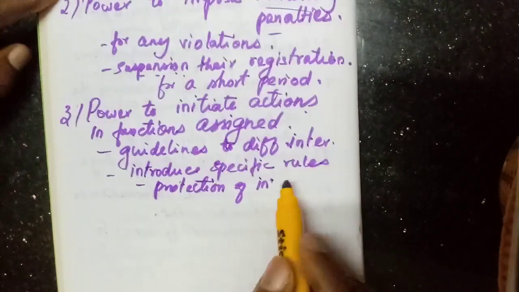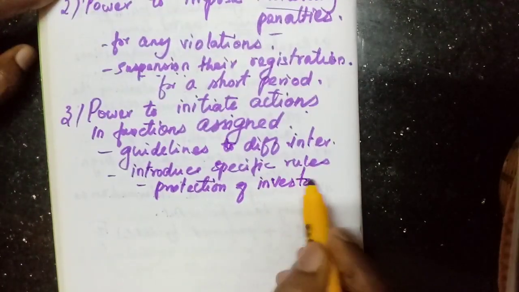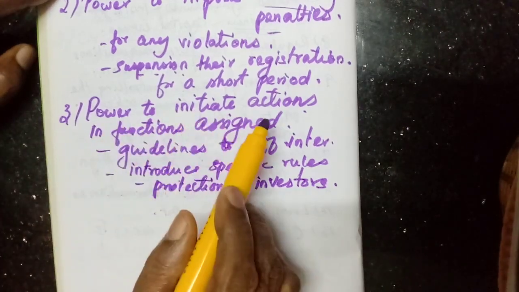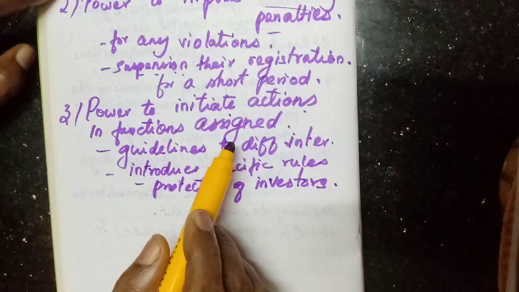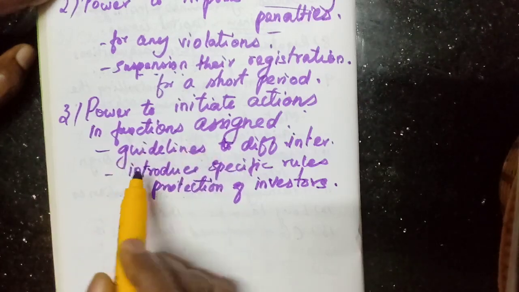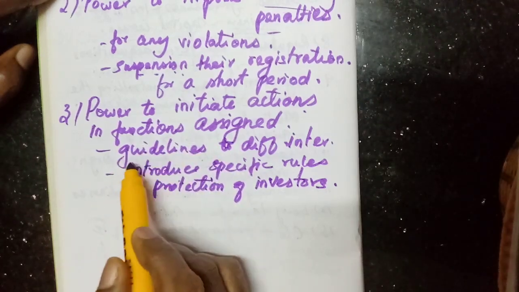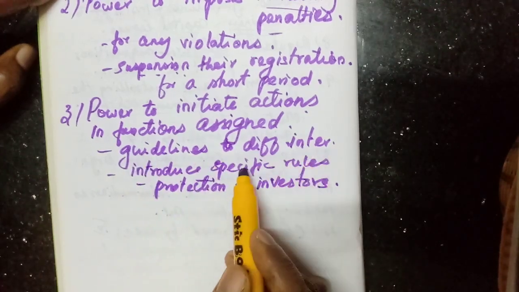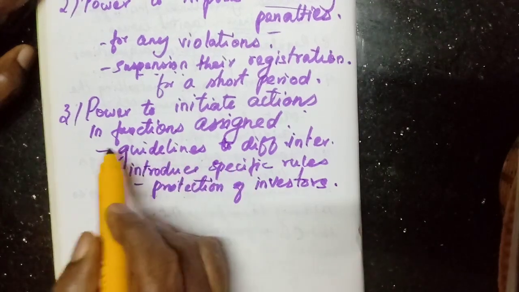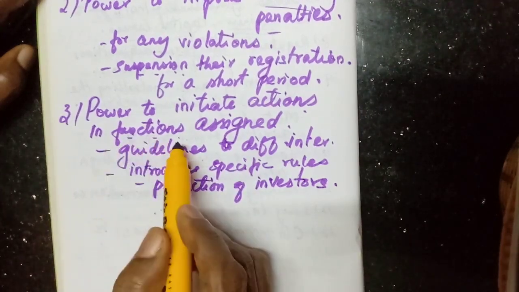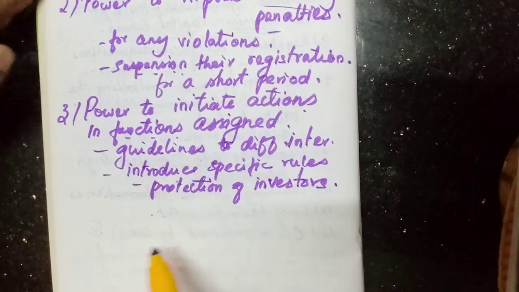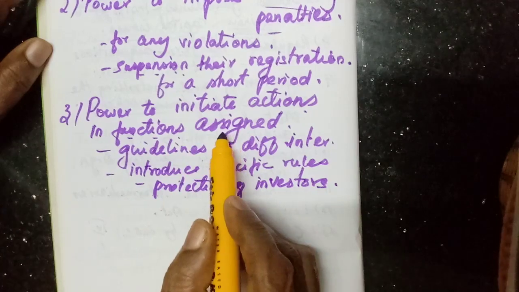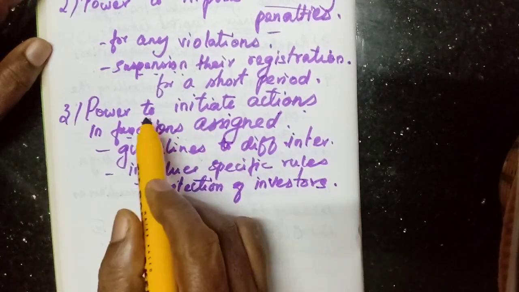For the protection of investors. Understood now? So SEBI has the power to initiate any actions in the functions assigned. Already the function is what? It can provide the guidelines to different intermediaries, isn't it? So the same thing it can do. That is one of the functions, isn't it? So it can start the action of providing the functions that are assigned for the SEBI.